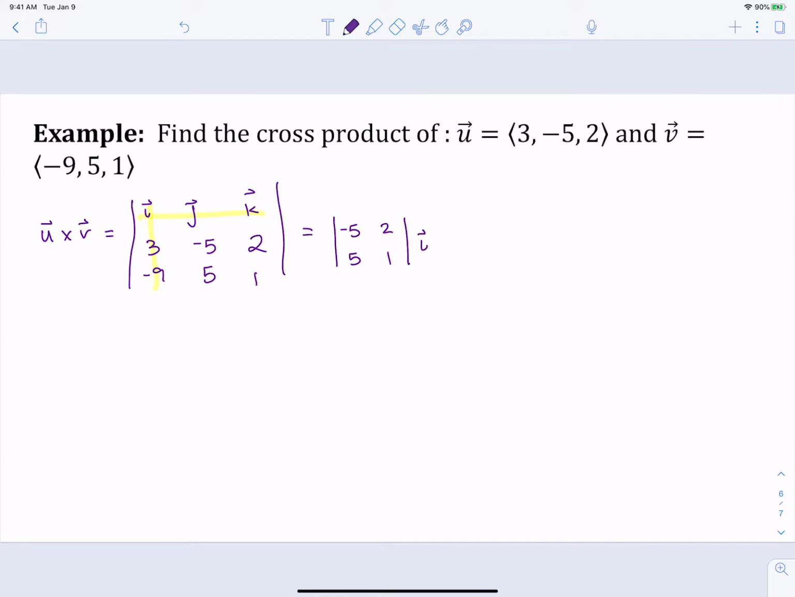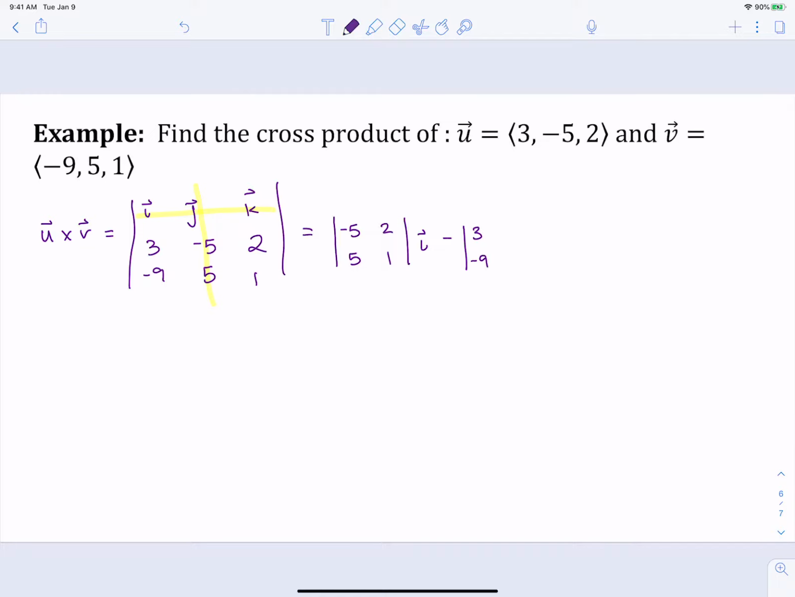And this is our coefficient of our i component. And then always minus for the j component. Now for the j component, we're going to always cross out that first row, and now we're going to cross out the j column.